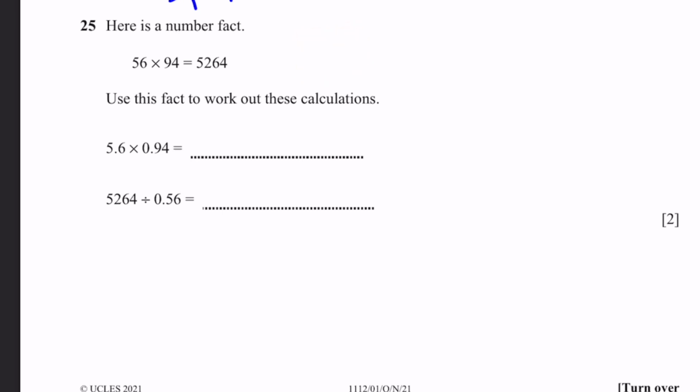5.6, that's 1 decimal place. That's a 6. It's 1 decimal place. 0.94, there are 2 decimal places. We need 3 decimal places in 5,264, and that means it's 5.264.